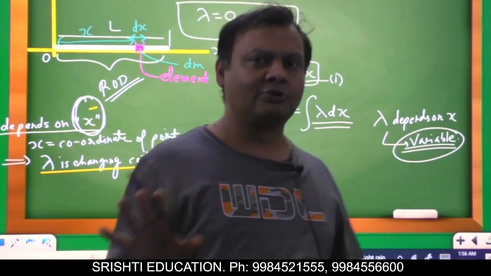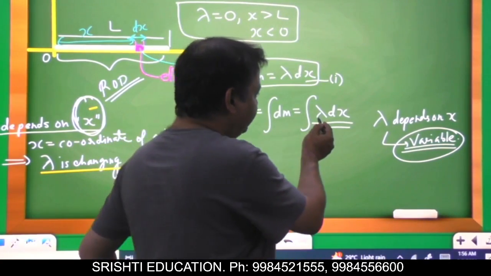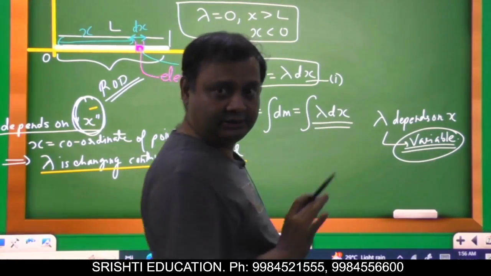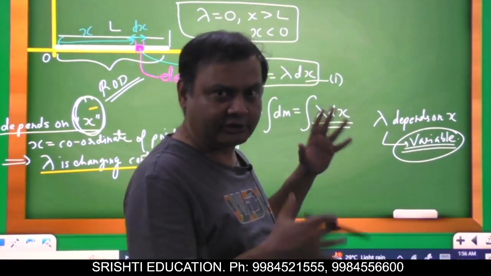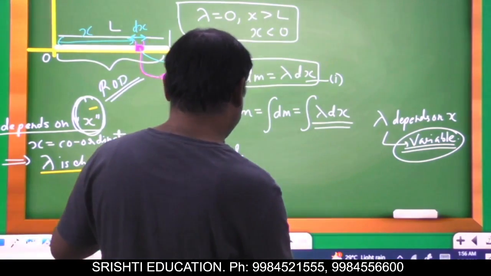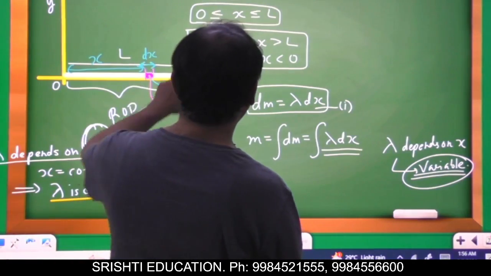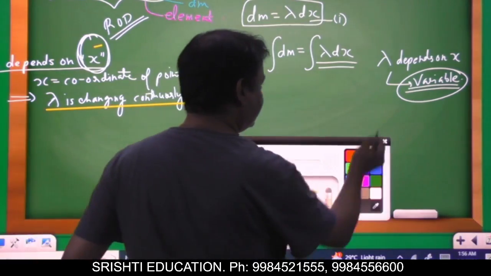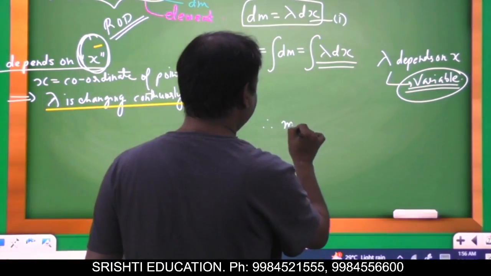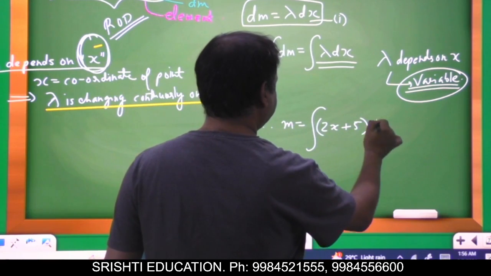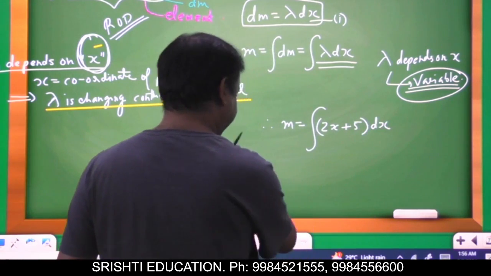Now we know the basic rule of integral. If lambda can't come out of the integral, then for doing the integral, lambda must be a function of x, otherwise there will be a blockage. Lambda must be a function of x, and that function of x you are provided in the problem: you are given in the problem lambda is 2x plus 5. Put that value of lambda, so you'll get integral of 2x plus 5 dx. Now put the limits of x.